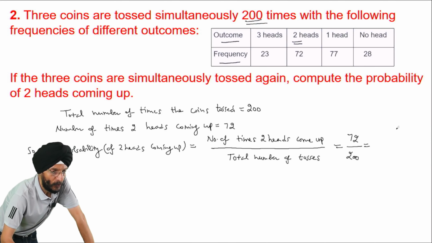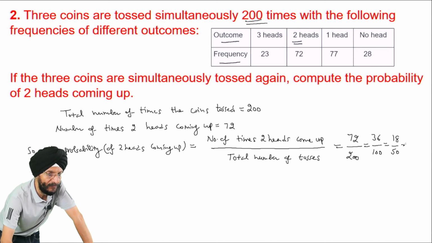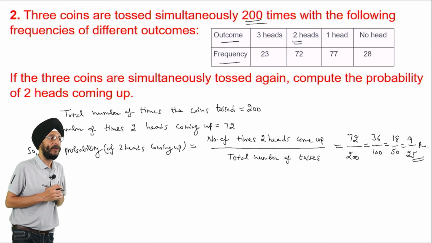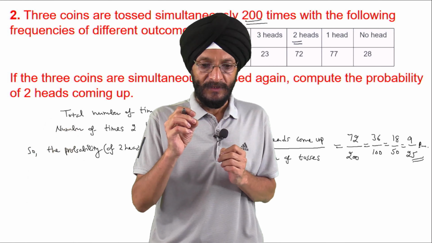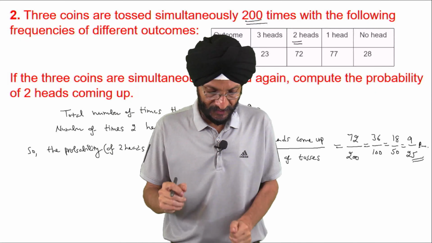If we divide it by 2, it comes 36 over 100. If we again divide it by 2, it comes 18 over 50. If we again divide it by 2, it comes 9 by 25. Now this is the answer, 9 over 25. This is the probability of two heads coming up when the three coins are tossed simultaneously.